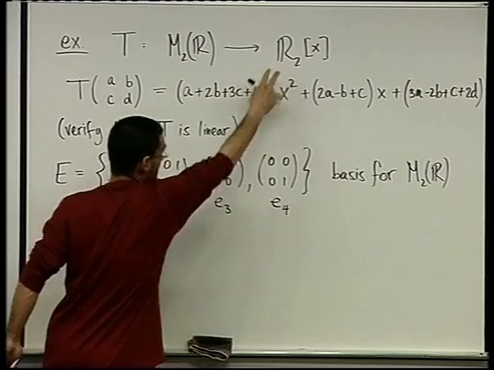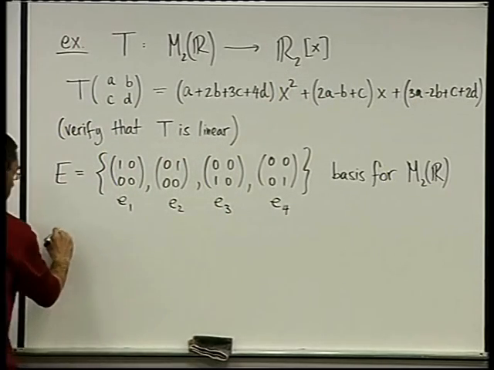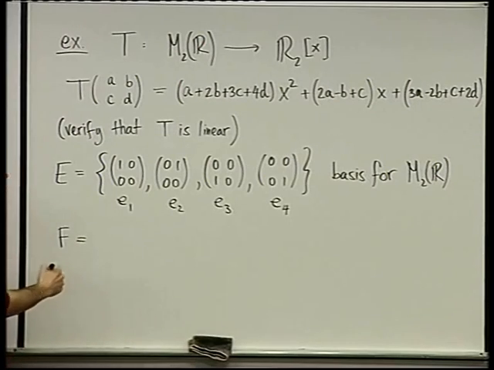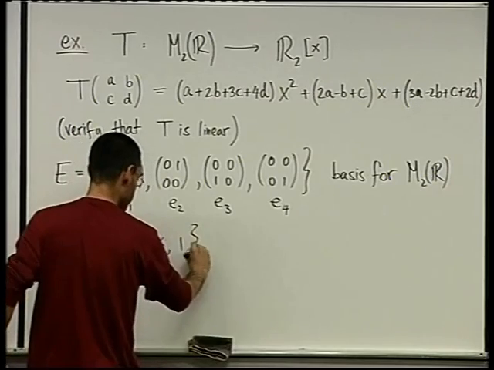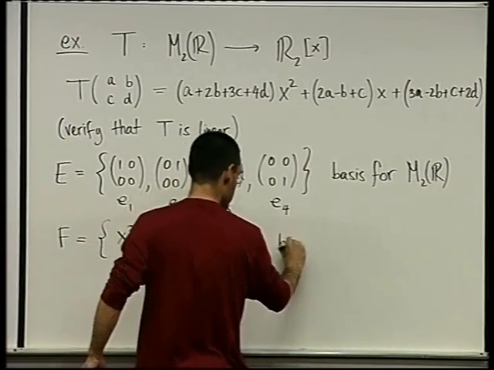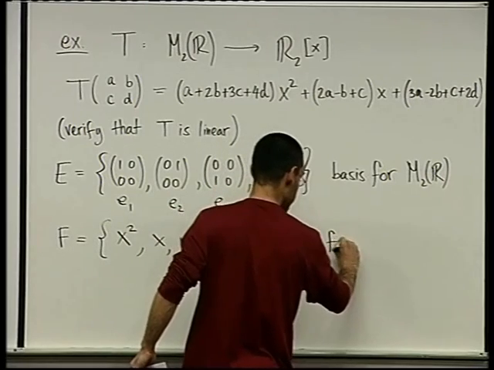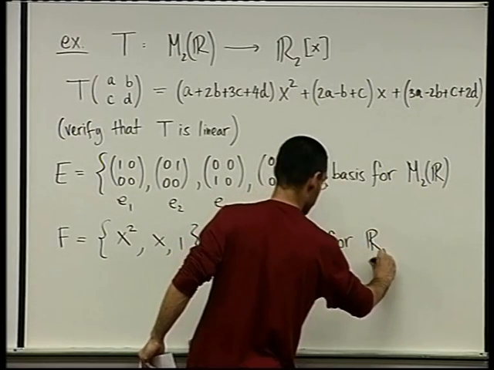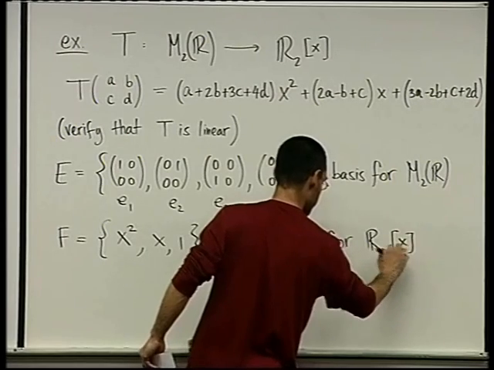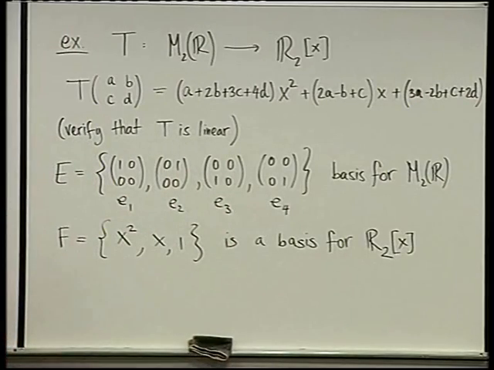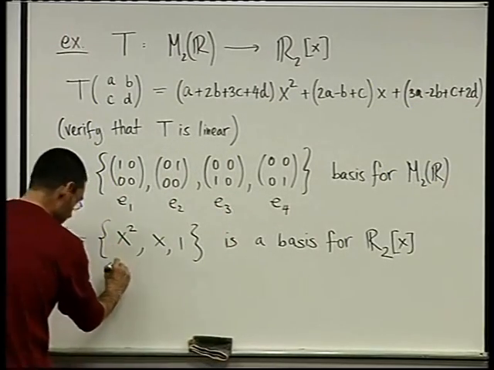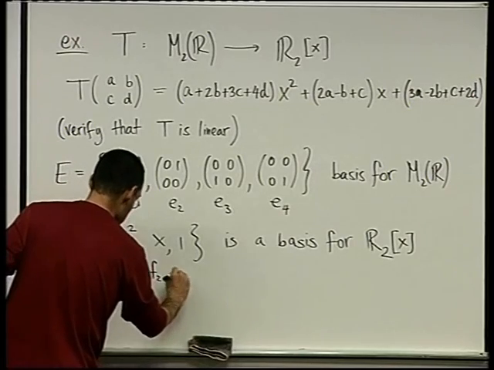For the range space, there's going to be a different basis. Again, we have the liberty to choose it, and since we're just doing an example, let's choose the easiest choice possible. So F is going to be x squared, x, and 1, a basis for R2 of x. Do you agree? Good? And let's call these guys F1, F2, and F3.